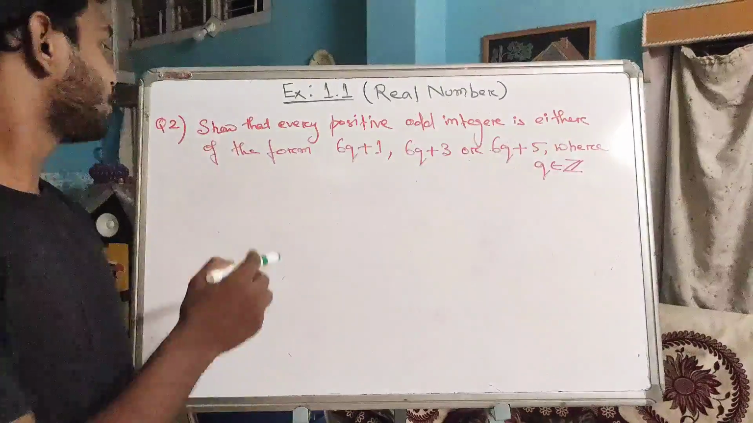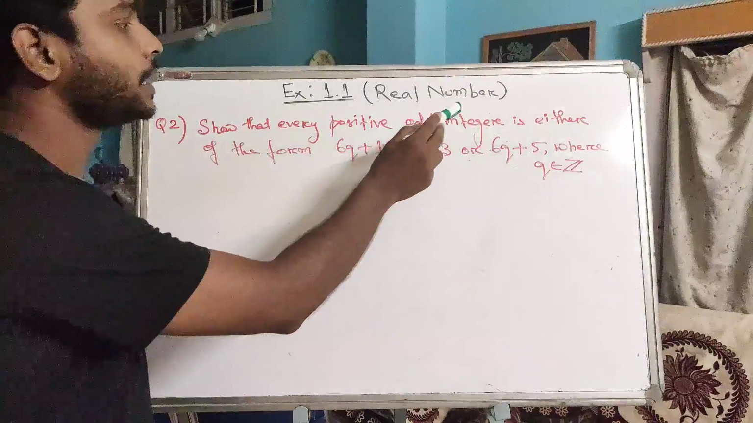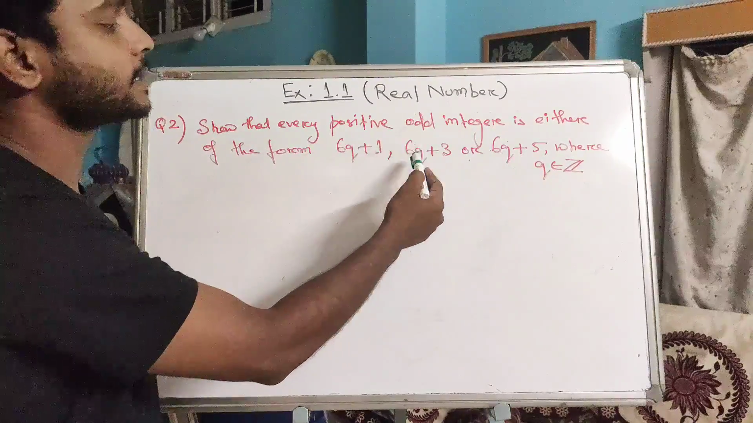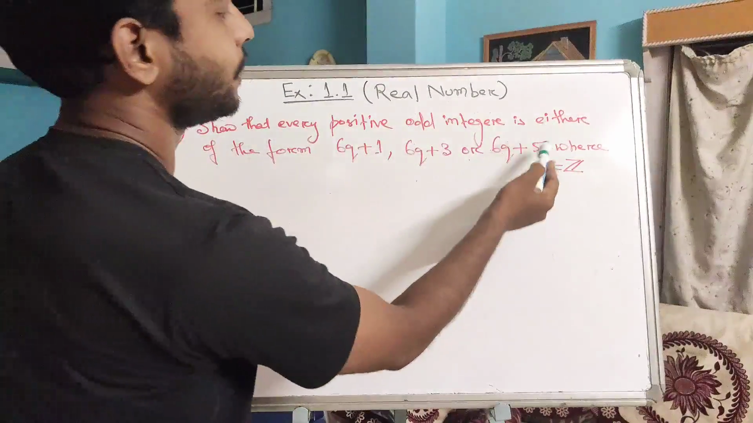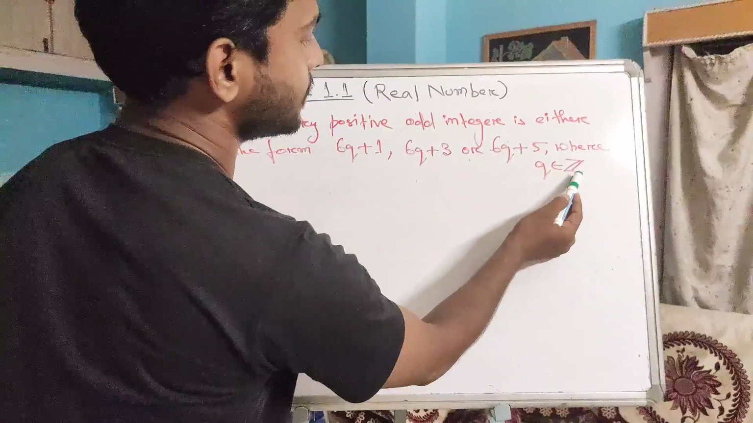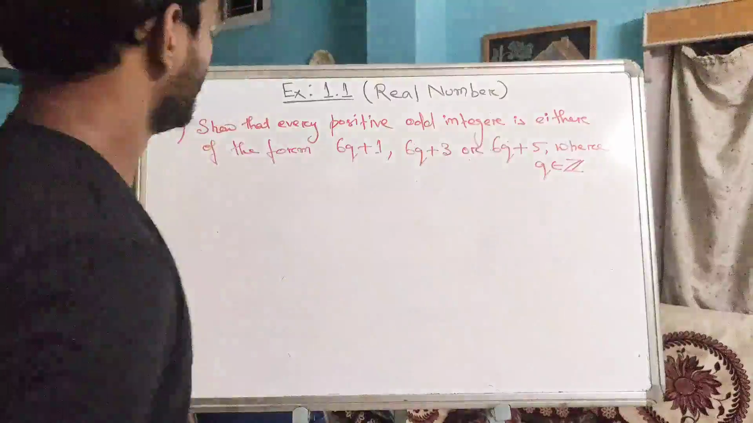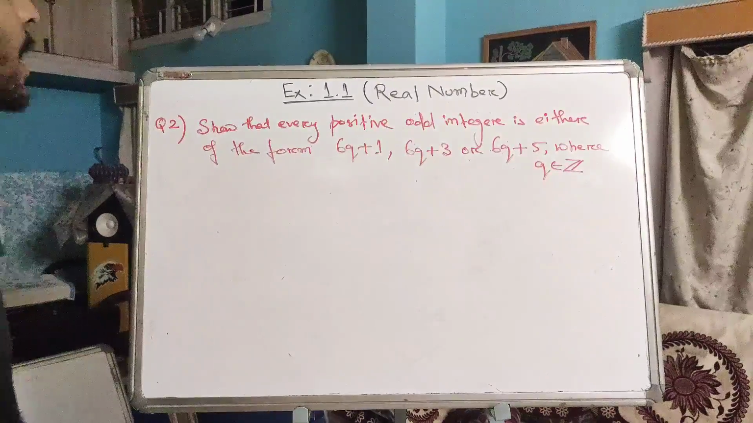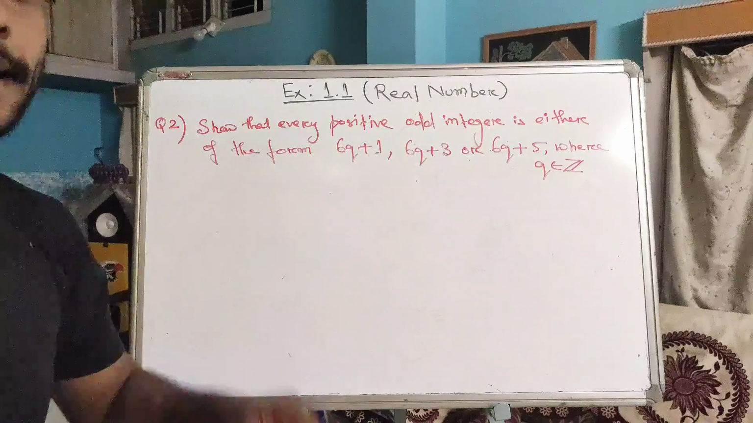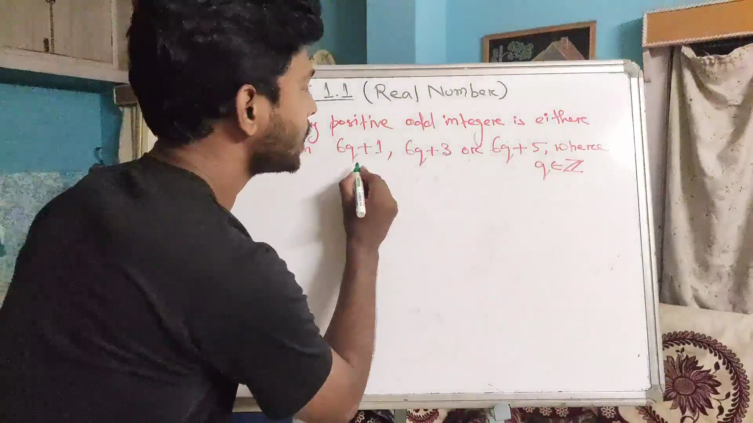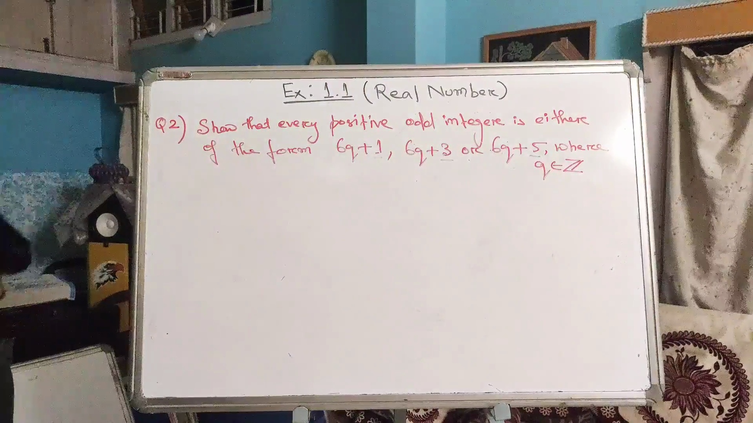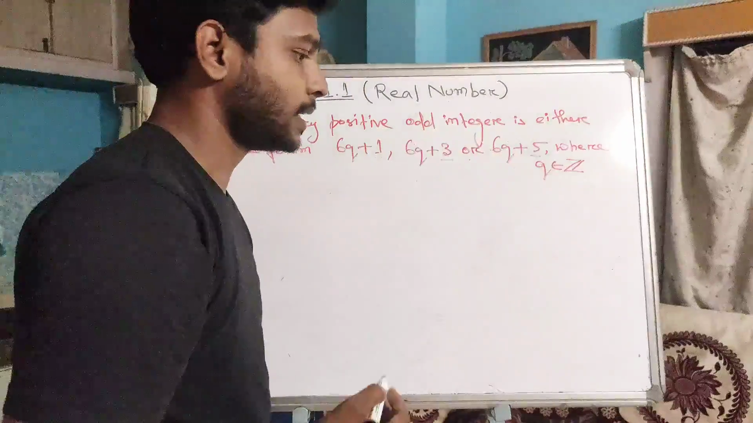So here we are given to show that every positive odd integer is either of the form 6q plus 1, 6q plus 3 or 6q plus 5, where q belongs to the integers. This is the notation for integers. So simply they are telling us that when we divide any odd integer by 6, the remainder is either 1, 3 or 5.